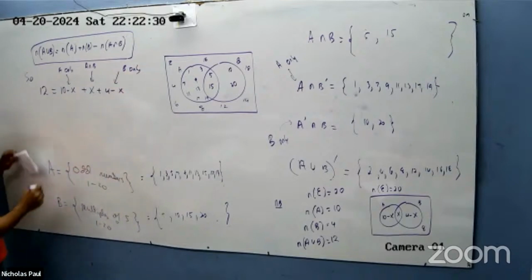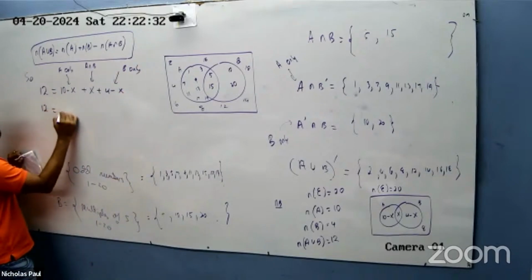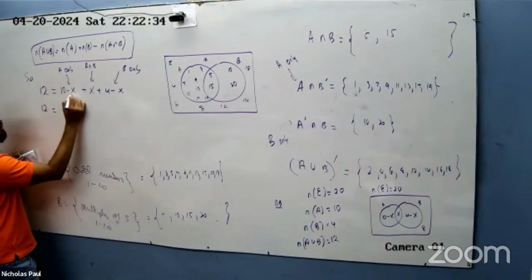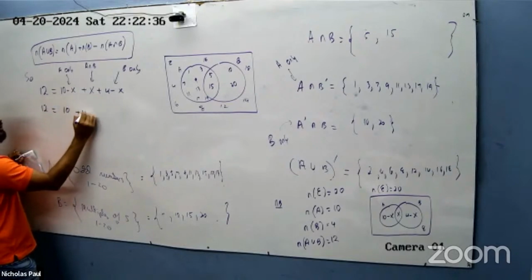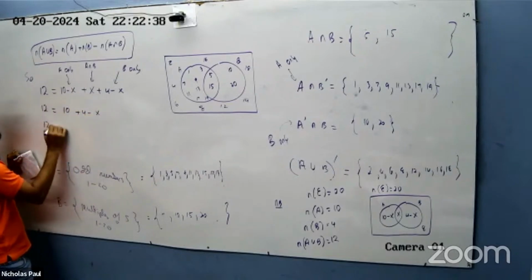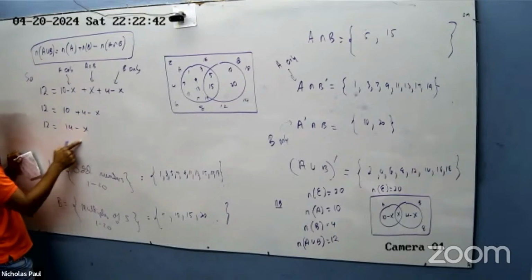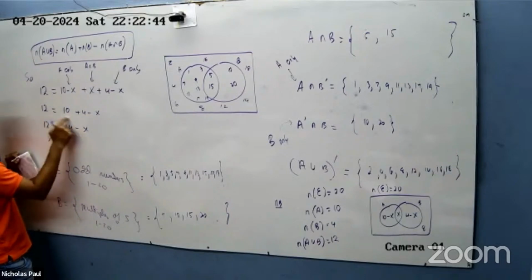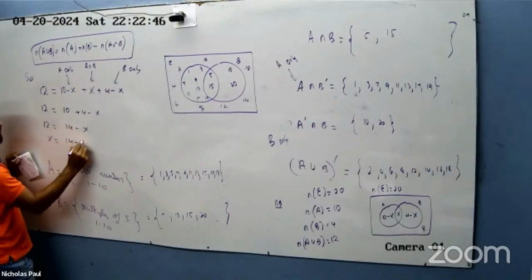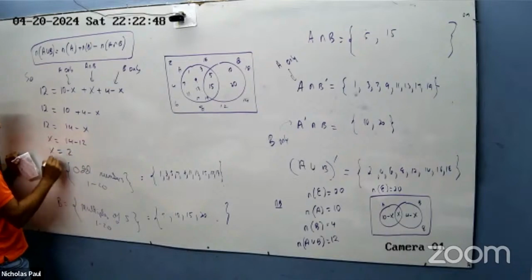All right. So we'll end up with 12 is equal to 10 minus X plus X, and the plus and minus will cancel off, plus 4 minus X. So 12 is 14 minus X. Trying to solve for X, I'll bring X to this side and carry across 12. So I get 2. X is 2.